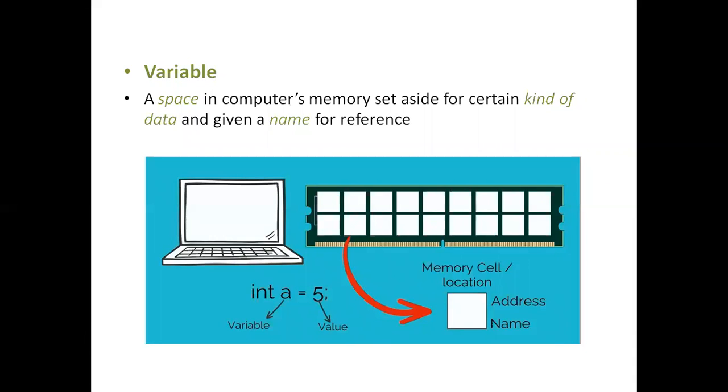More specifically, the definition of a variable is a space in the computer's memory, which is set aside for a certain kind of data and given a name for reference. So there are three important points in this definition: it is a space reserved in memory, it can store a certain kind of data, and it is given a name. We have seen the rules of naming variables in our previous video. In today's video, we will see the different kinds of variables and how much space is reserved for each kind of variable.